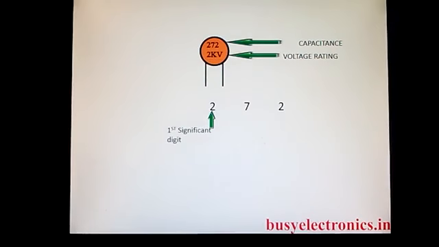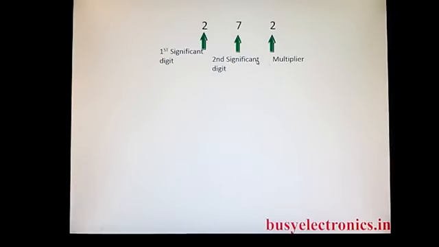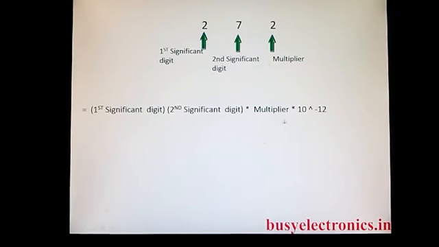The first significant digit forms the first one, the second is the second significant digit, and the third one is the multiplier. So this was the significance of these three numbers, and we now see the pattern in which they are written to find the capacitance. So this is the pattern in which these numbers are written. The first significant digit and the second significant digit are written one beside the other. Note, these two numbers are not to be added, subtracted or multiplied. They should be written as it is.